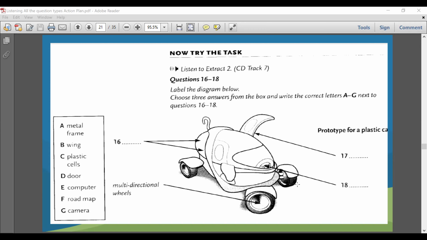frame. I see. So the plastic cells will allow cars to bounce off each other. Exactly. And you'd also be able to see what's just behind you on the road because there's a camera mounted on the back.